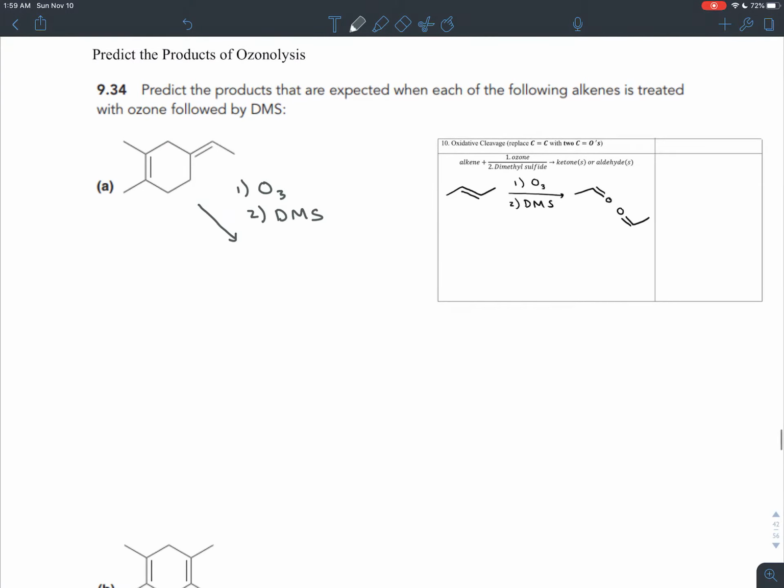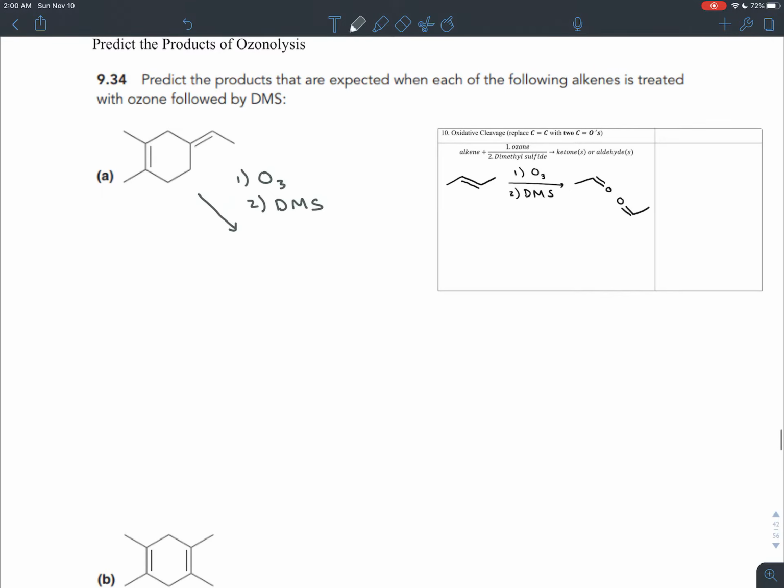Now, when you actually do this reaction, you have to be careful because that ozonide intermediate that we talked about in the previous video is explosive. And so you have to be careful that there's not a lot of friction around, not a lot of heat, because these intermediates you can get would explode.